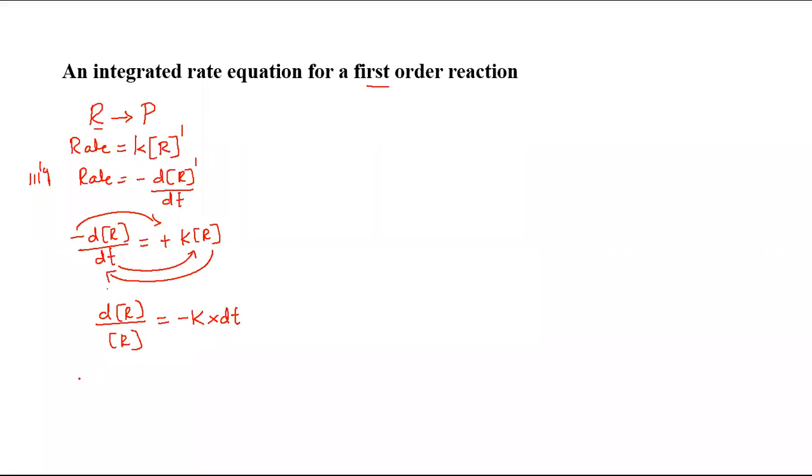Now integrate this equation on both sides. Integrate on both sides, then what are you going to get? Again, I am going to write the equation clearly here. That is minus k into dt, then on the LHS d[R] by [R]. So after integration, what we'll get?